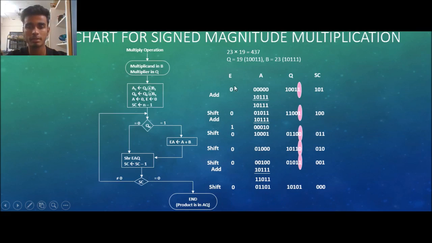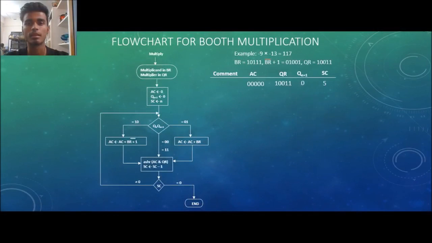So by this method, we can multiply two signed numbers in their binary form and get the answer. Now let's have a look at the Booth multiplication method.